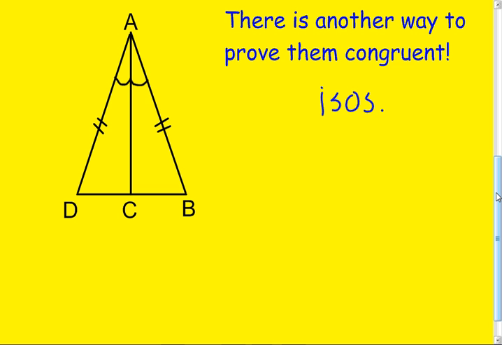Now, if it's isosceles, TJ, these sides are congruent. What's true about the angles? Do you remember? They're congruent. The base angles are congruent. So then what's another way to do this? Angle, side, angle. Yes? Question?